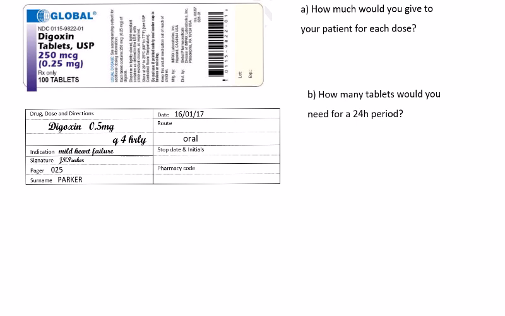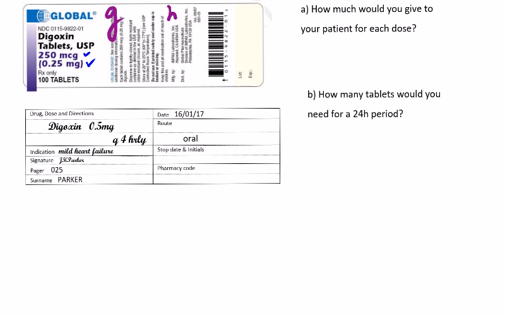We have a label here, and we see straight away it's tablets. There are 100 tablets in here, and each one of those tablets contains 250 micrograms or 0.25 milligrams. These are equivalent. You could even double check if you wanted.